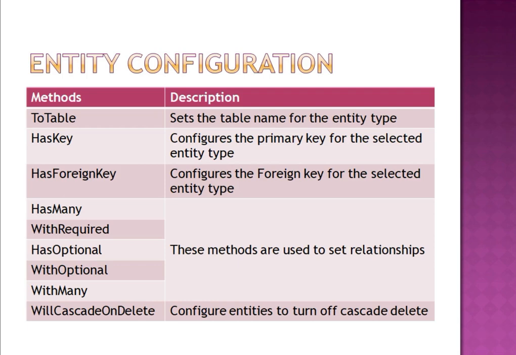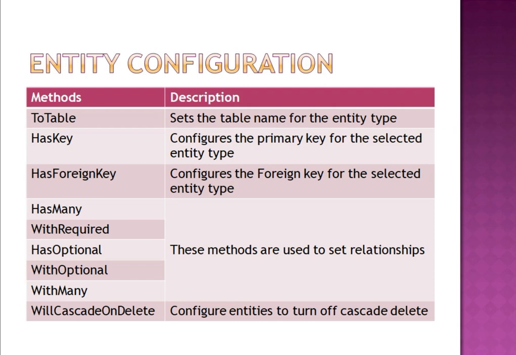Okay, so cascade delete means what? When your parent table data gets deleted, the corresponding child table rows, or corresponding child table records, also get deleted. So that is called a cascade on delete. By default, the cascade on delete option is true or on in Entity Framework.